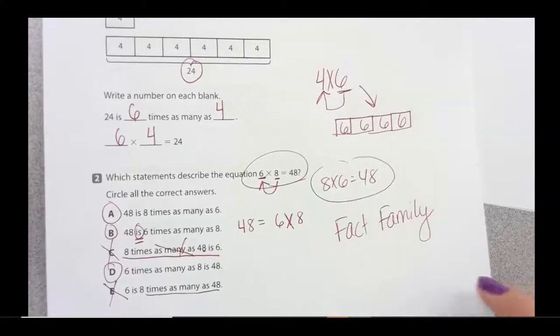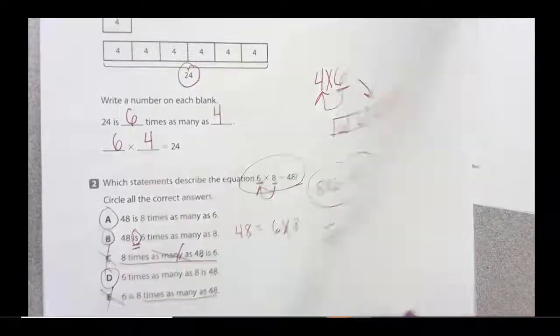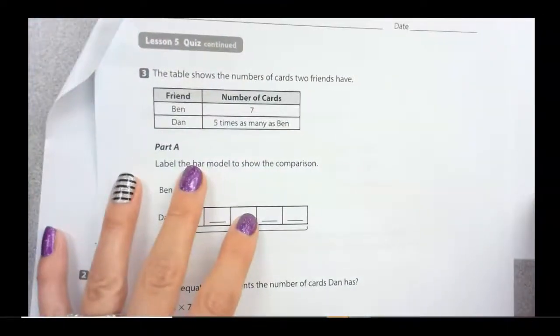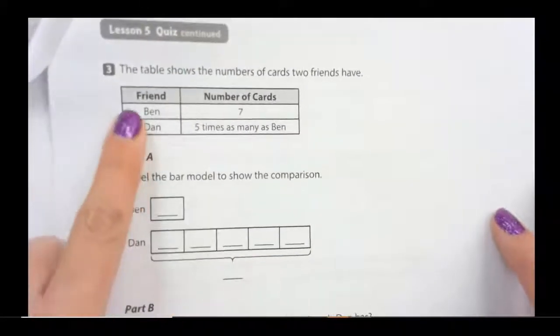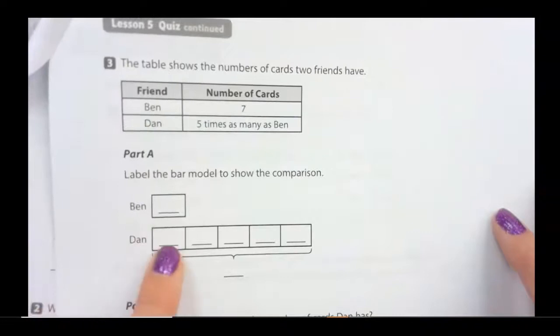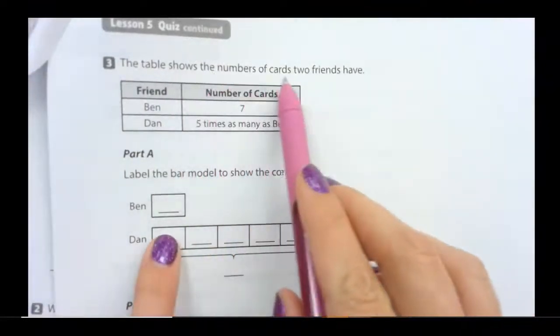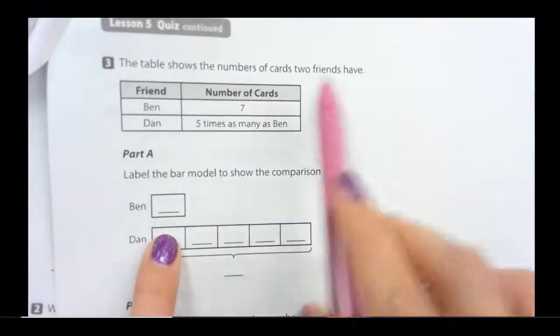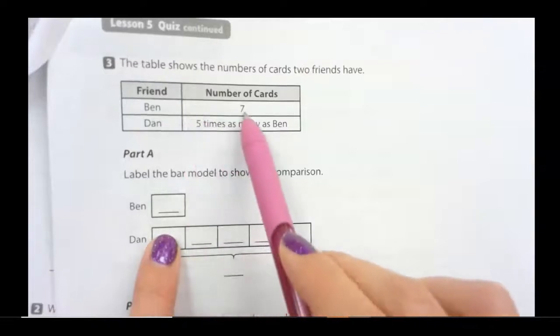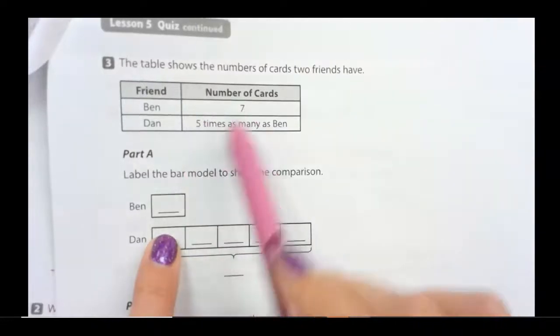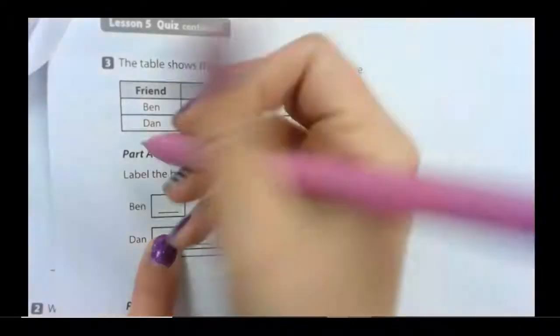Okay, show me 3 when you guys are ready to switch over to number 3. So we have a table and we have an empty, what is this called? Bar model. Good. So it says the table shows the number of cards 2 friends have. Ben has how many cards? 7. So what do we put for Ben? 7.